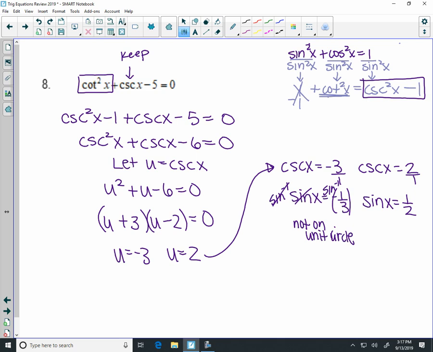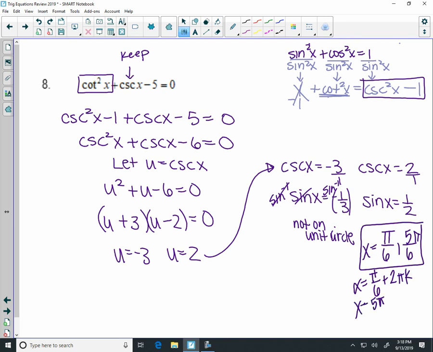We do know our sine is 1/2. Sine is 1/2 at our sixths. And sine is positive in quadrant 1, which would be pi over 6, and in quadrant 2, which would be 5 pi over 6. Just like we talked about on an earlier problem, those are not pi apart. So to get your general formula for all solutions, get all those coterminal angles, you're going to do plus 2 pi k on both.